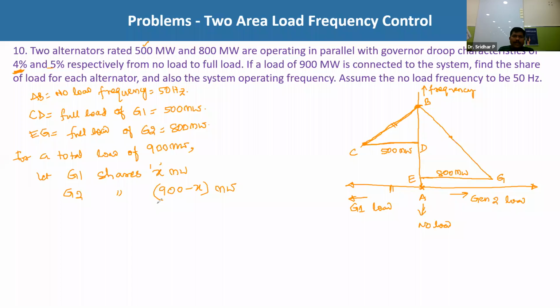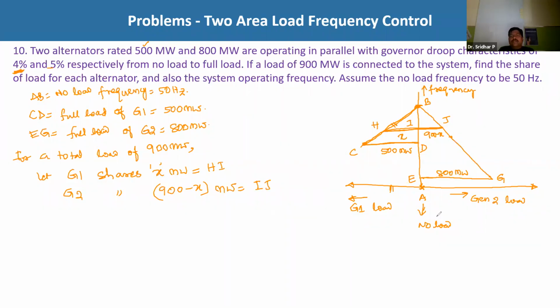So total load means you have to represent this 900 in parallel to your x-axis. Somewhere I am drawing a line here. So this total load is nothing but 900. So this is x megawatt, then automatically this would be 900 minus x. So over G, H, I, J: this G1 share is nothing but HI, and G2 share is nothing but IJ.